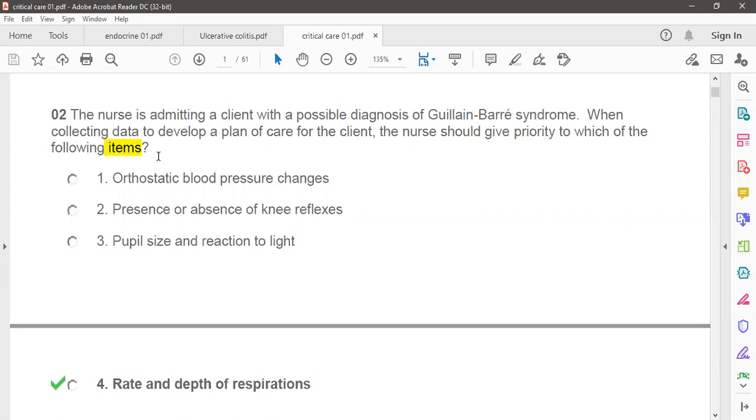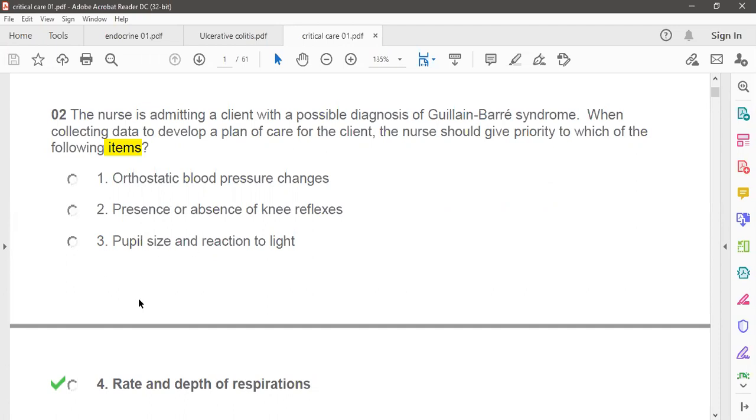So here we go. There are 4 options. So which is the priority? The nurse should give the priority to which of the following? In Guillain-Barre, the patient dies because of respiratory paralysis, right?